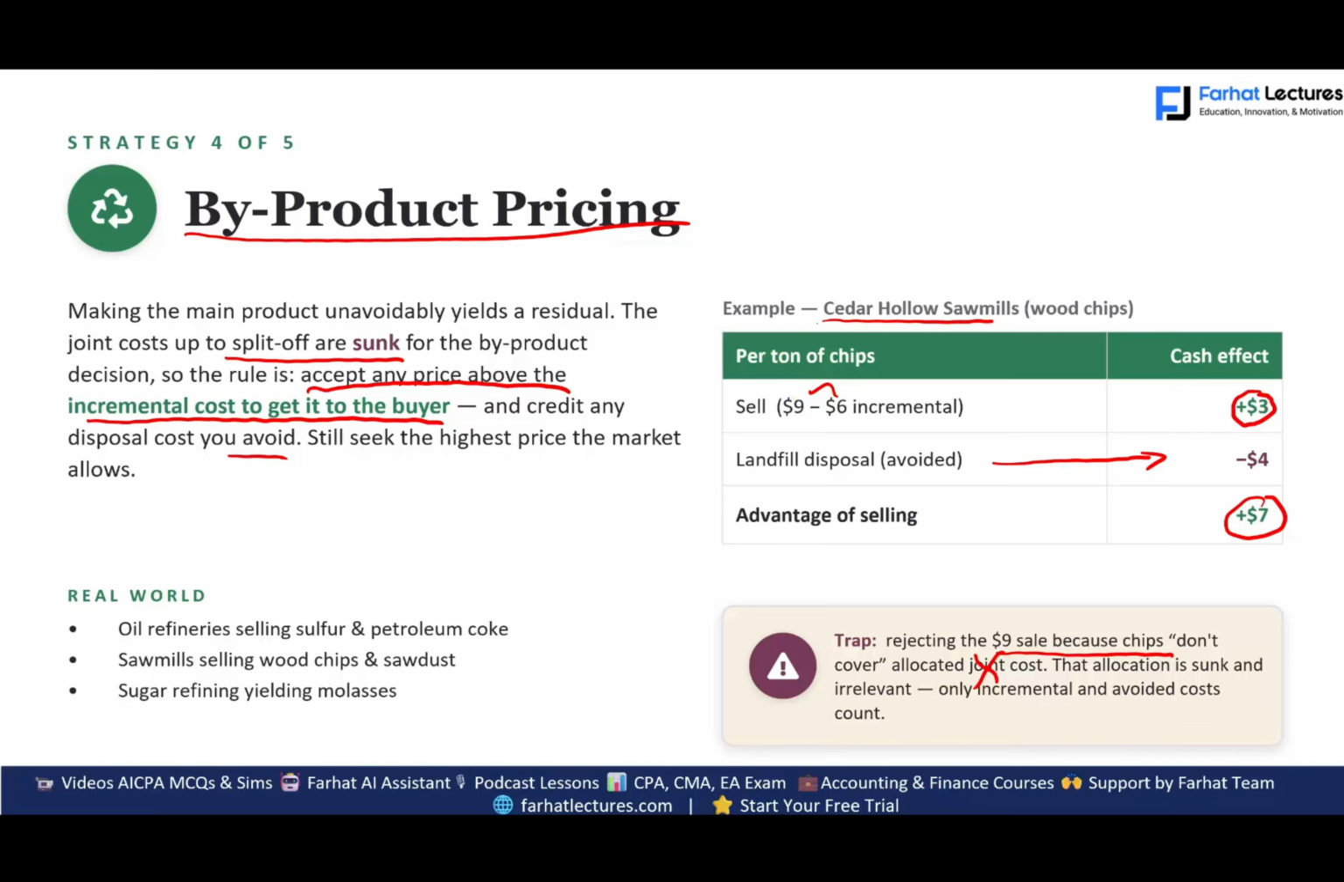The incremental cost is $6. Be careful, because if you want to sell them, you have to incur that cost, but you can cover that cost, and you are saving $4. So this is very common, for example, sugar refining yielding molasses. You just look, what can I sell this product for? That's a leftover. Sell it as long as you can cover that additional cost to sell it, and you will make a profit. And if there is any avoidable cost in the process, that's even better.